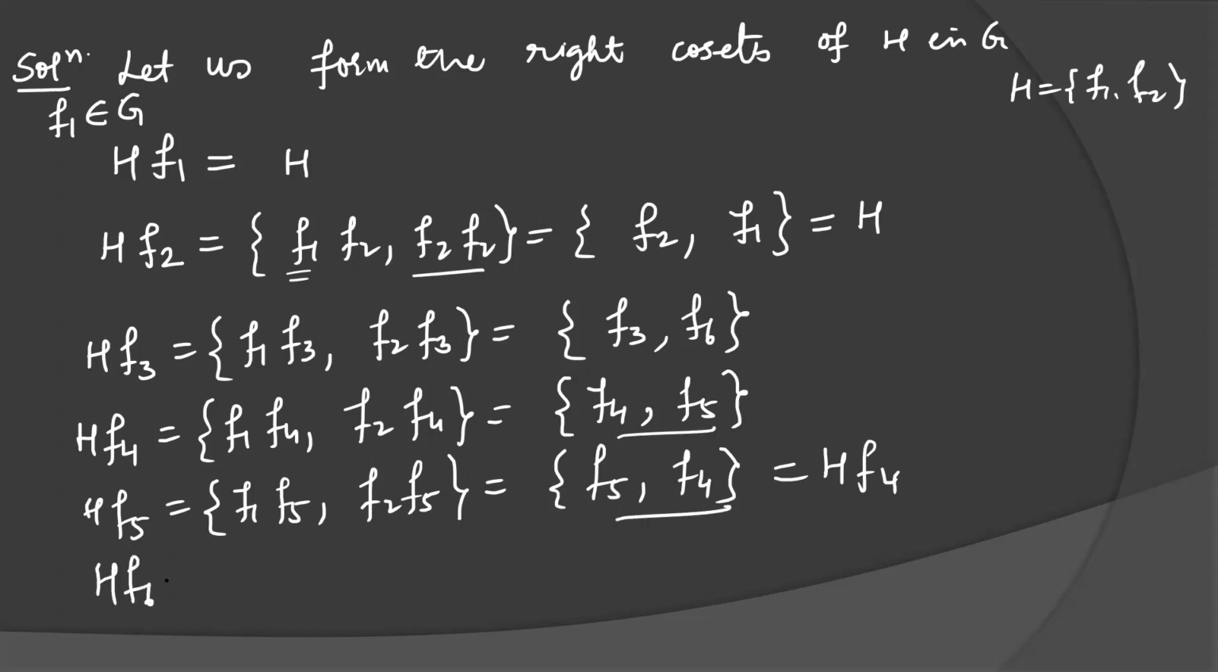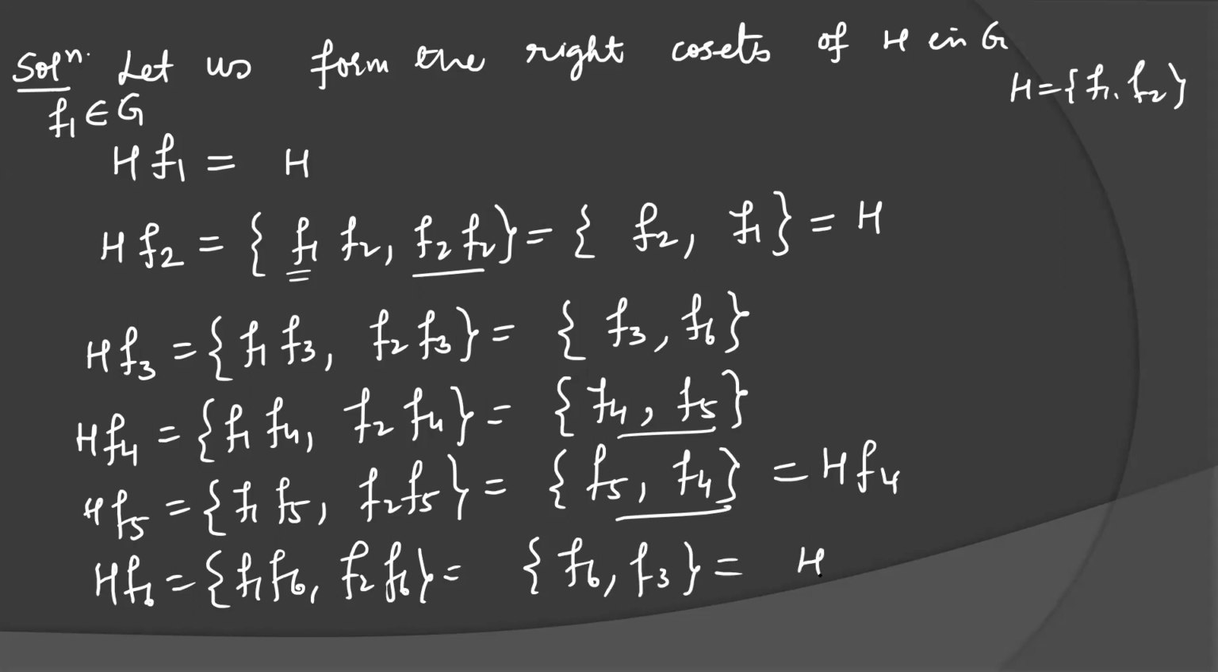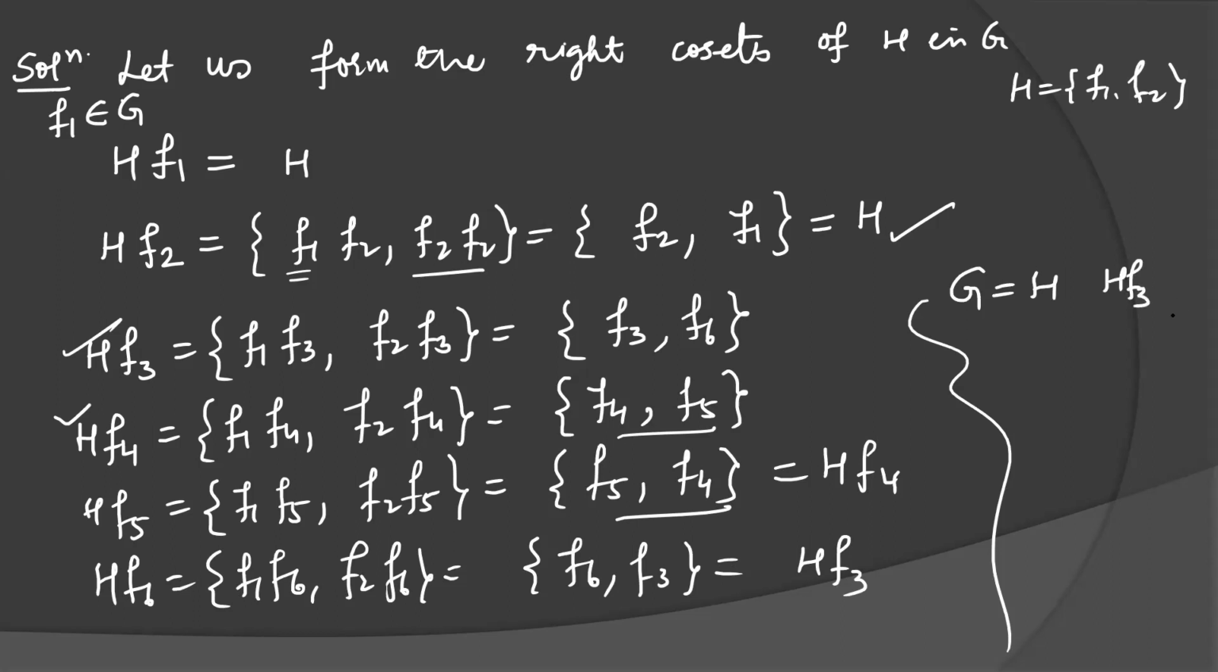Okay. HF6, F1 F6, F2 F6. F1 F6 will be F6 only. F2 F6 is F3. So it is again equal to F3 only. So how many distinct cosets are you getting? These are equal, so these are not distinct here. So only 3 cosets are distinct: H, HF3 and HF4. So if you take the union of these 3 cosets, you will get the entire group G.